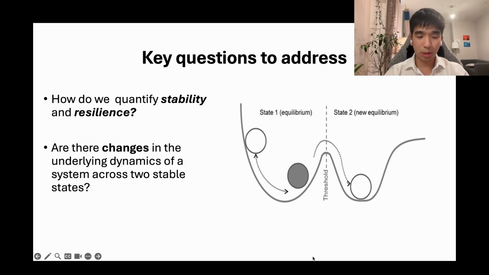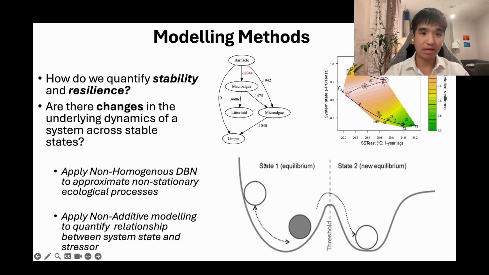So to address this, the modeling methods that I'll be using will be first, a non-homogenous dynamic Bayesian network, so DBN, to approximate non-stationary ecological processes. So we're using a non-homogenous DBN as opposed to a traditional DBN, because the traditional DBN assumes that the time series remains stationary over time, in the sense that the temporal processes or the time series processes, they do not change between time point A and say the end time point.